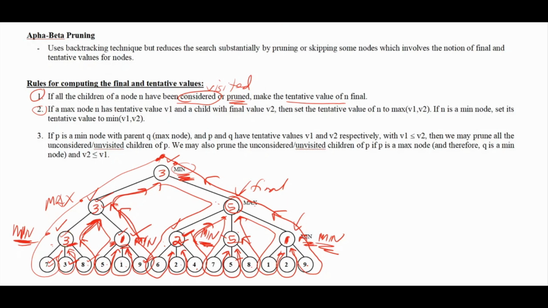So the final values now of the interior nodes and the root are, for this interior node it is 3, for this one it's 1, for this is 3, for this it's 2, for this one is 5, for this is 5, for this one is 1, and for the root node it is 3.